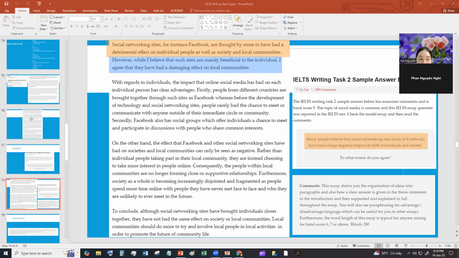With regards to individuals, the impact that online social media has had on each individual person has clear advantages.